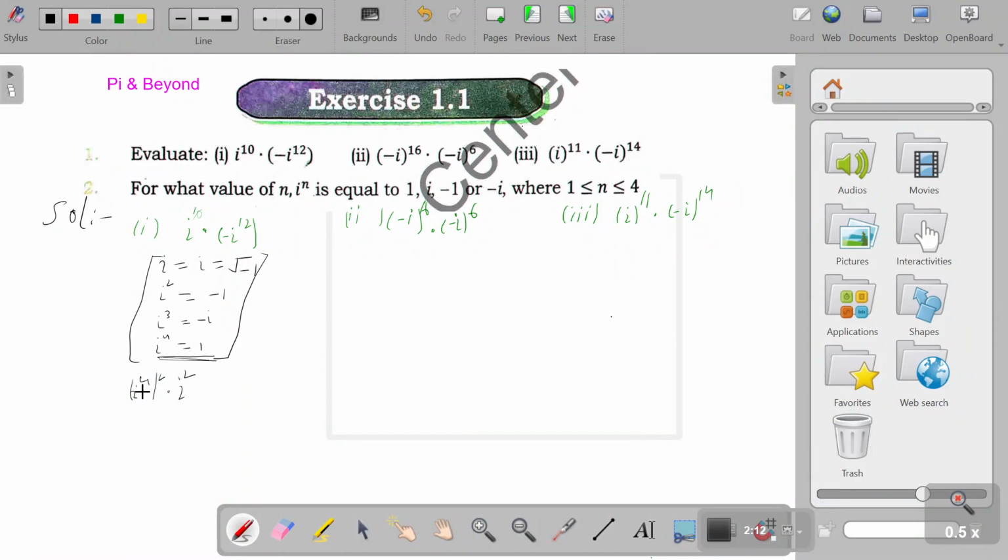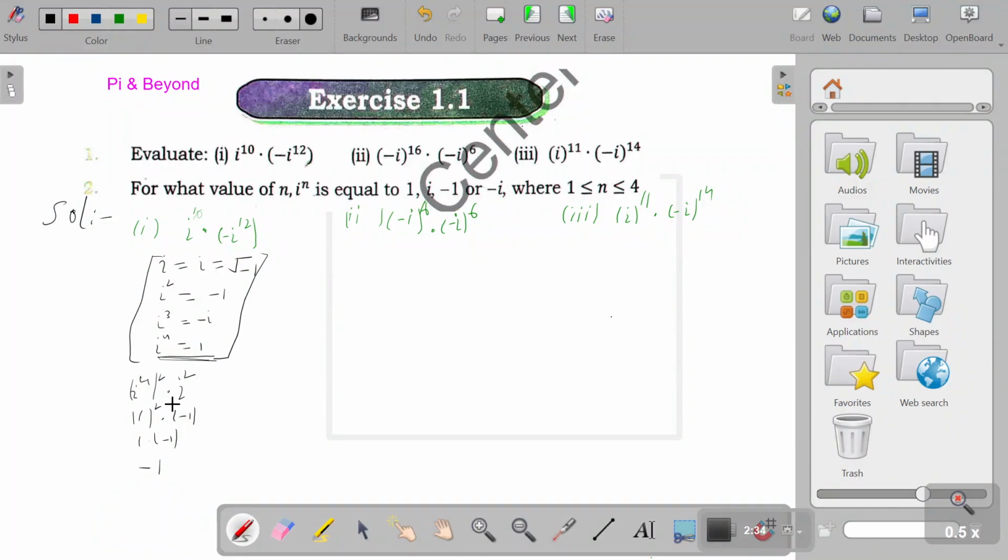So we know iota power 4 is equals to 1. So 1 square into iota square is equals to minus 1. So square of 1 is 1, into minus 1, is minus 1. Minus 1 times 1 is equals to 1. So this is the result only for this part.